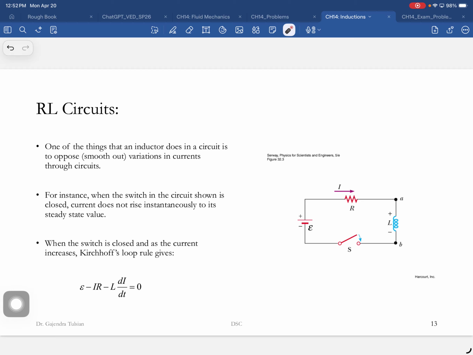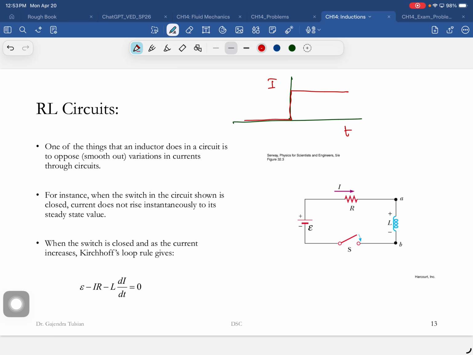So in this circuit, here's a DC circuit. Here's the EMF source, a resistance, and an inductor. When you close the switch, if the inductor was not present, the current would go from 0 to its maximum value instantaneously.